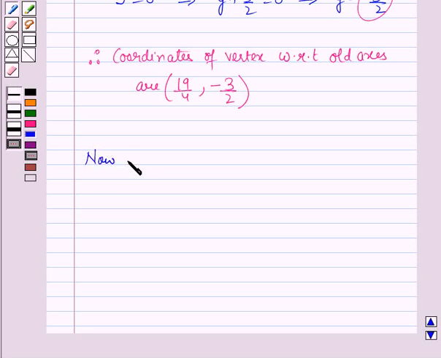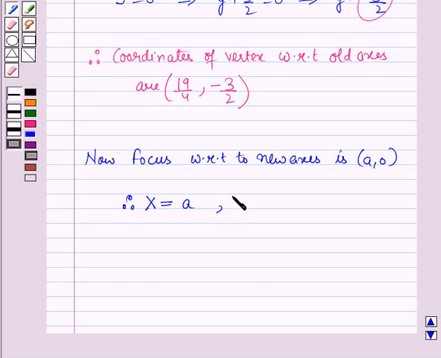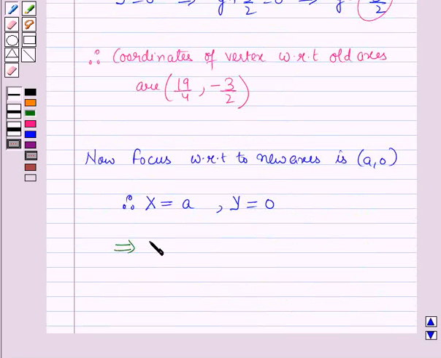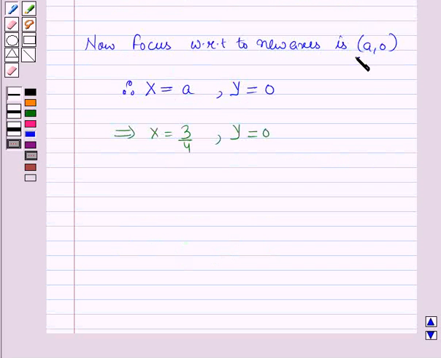Now, the focus with respect to new axis is (a, 0). Therefore, capital X is equal to a and capital Y is equal to 0. Now, a is equal to 3 by 4. So, this implies X is equal to 3 by 4 and Y is equal to 0. Therefore, focus with respect to new axis is (3 by 4, 0).